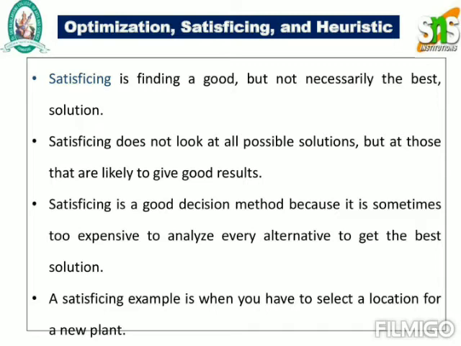The next one is satisficing. Satisficing is finding a good solution, but not necessarily the best solution. Satisficing does not look at all the possible solutions, but those likely to give good results. Satisficing is a good decision method because it is sometimes too expensive to analyze every alternative to get the best solution. An example is when you have to select a location for a new plant. This is an example for satisficing.